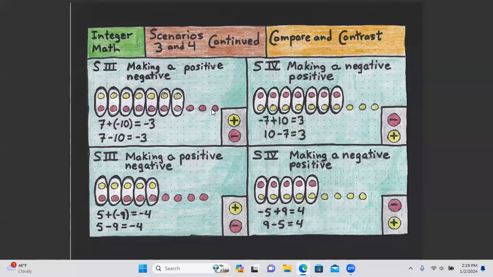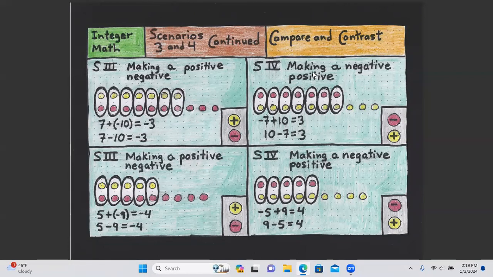Now you owe $3. So in this case, 7 plus a negative 10 will give us a negative 3, which is the same as saying 7 minus 10 is equal to a negative 3, keeping basic arithmetic in mind. Also notice that our answer has the same sign as our number with the greater absolute value, which is 10. Because 10 is negative and it has a greater absolute value, 3 is going to be negative as well.